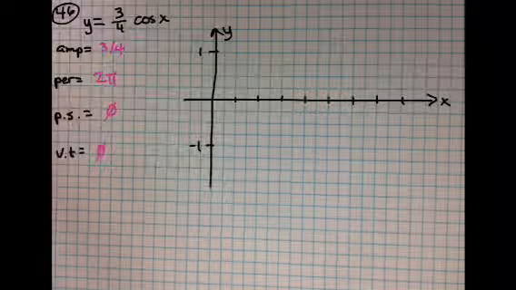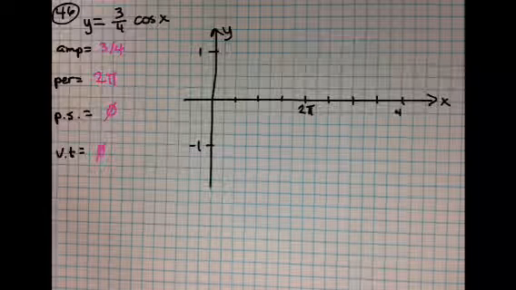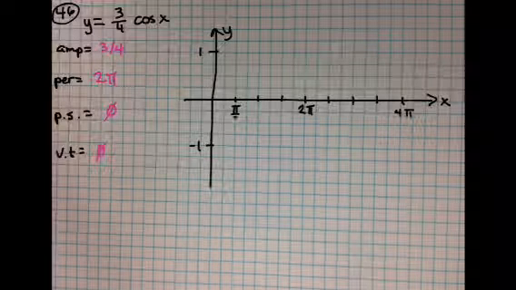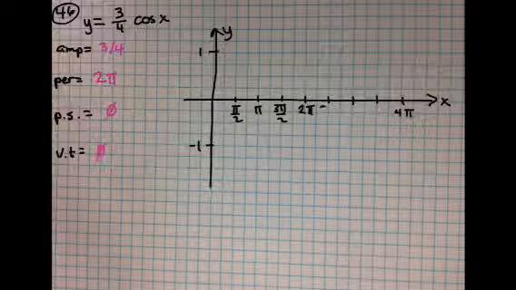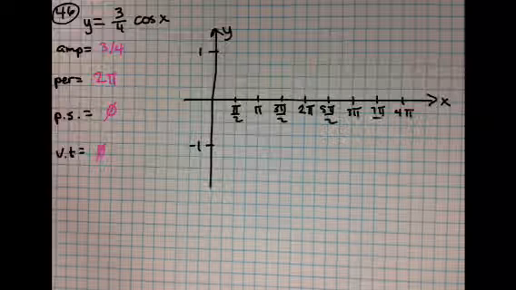Alright, so 46, we have an amplitude of 3/4, period of 2 pi, and no phase shift and no vertical translation. So again, we have a period of 2 pi, so I'm going to count 4 tick marks. 1, 2, 3, 4, that's 2 pi. The next period is 4 pi, because again they're asking for 2 periods. So every tick mark is pi over 2. And this would be 5 pi over 2, 3 pi, 7 pi over 2.